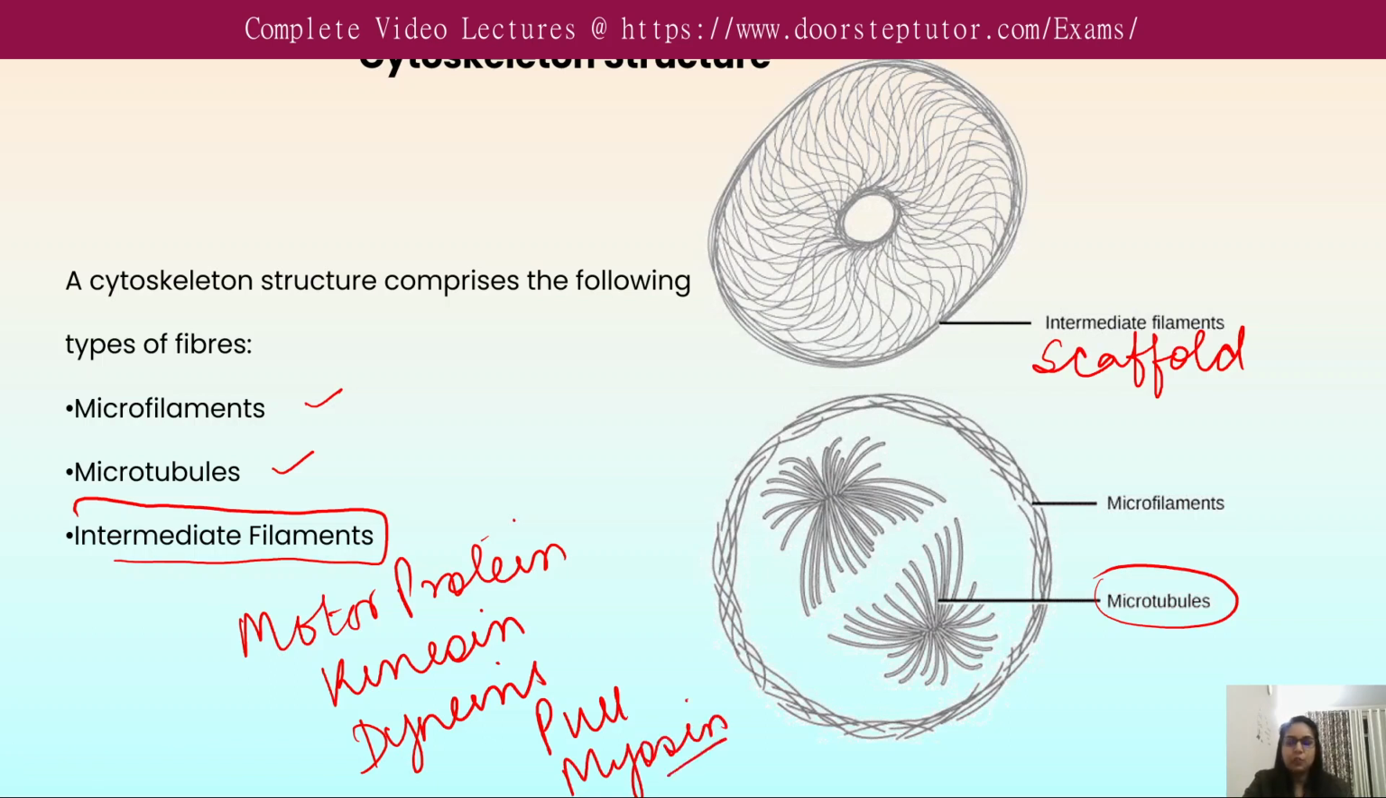Myosin interacts with the actin protein. As we all know, actin and myosin contraction are very much essential for muscle contraction. So they are responsible for muscle contraction, and they also perform various functions in cytokinesis, exocytosis, and also in endocytosis.